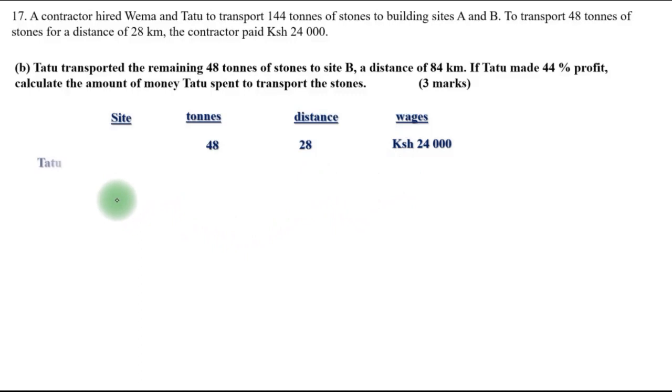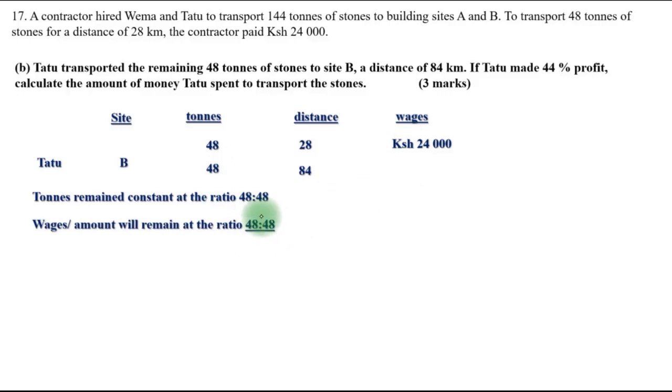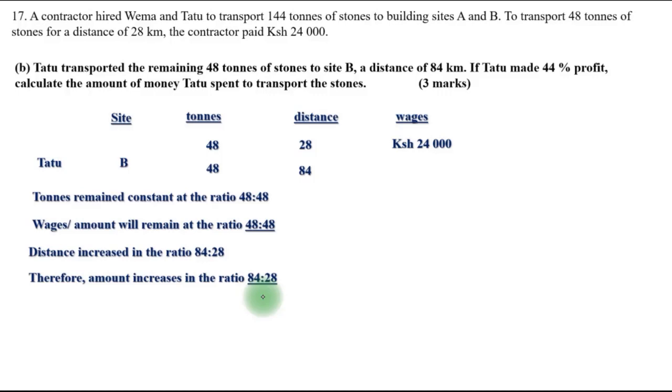For our case, Tatu now transported to site B the remaining 48 tons, and it covered a distance of 84 kilometers. So in our case, tons remain constant, so it is in the ratio 48:48. If the number of tons transported remains constant, we expect that the wage will remain constant, still under the same ratio 48:48. Then distance has increased from 28 to 84, so the amount has to increase in the same ratio.